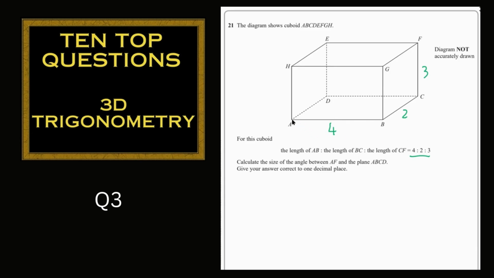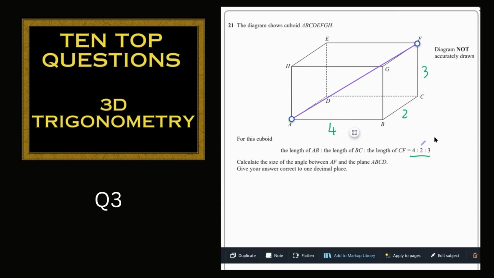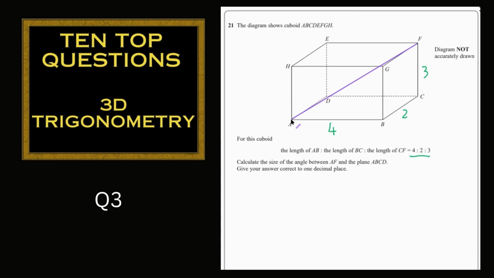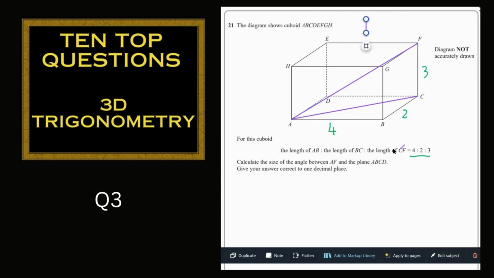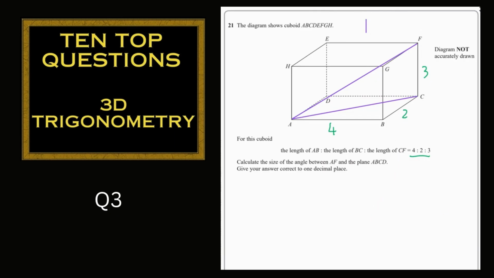Next stage is always identify what you're trying to find. It's A to F and the plane, which yet again is the floor. So draw on the shadow that it would cast if a torch was being shone from above. The angle that we're being asked to find is between these two.